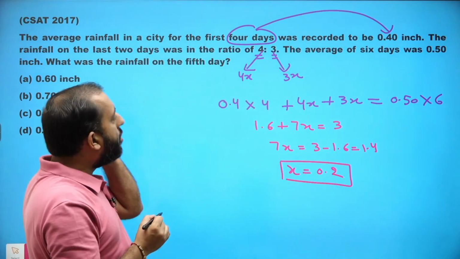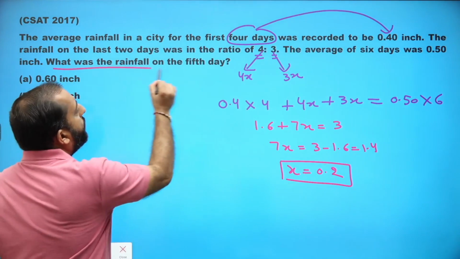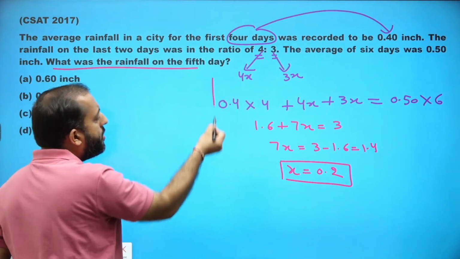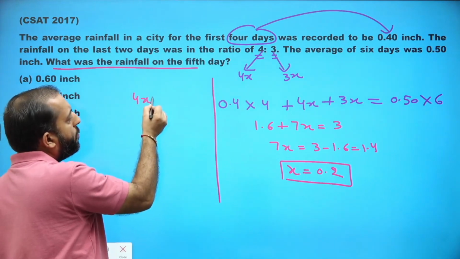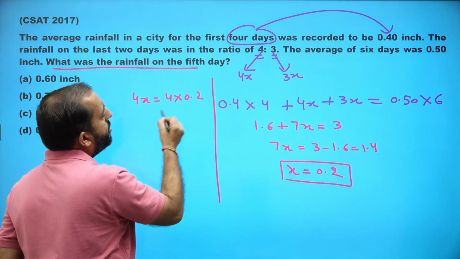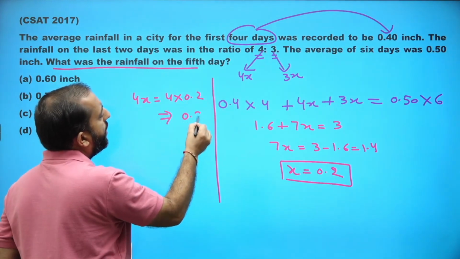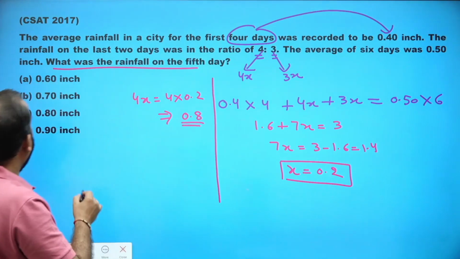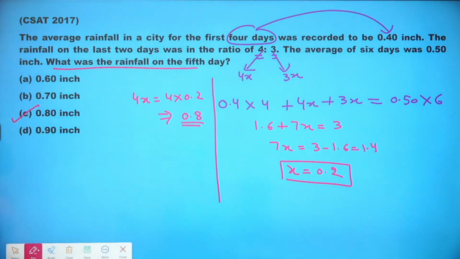We are looking for the rainfall on the 5th day. We have assumed rainfall of the 5th day to be equal to 4x. So 4 into 0.2 it is, hence the answer is 0.8 inch. So answer is option C. Kindly make a note of it.